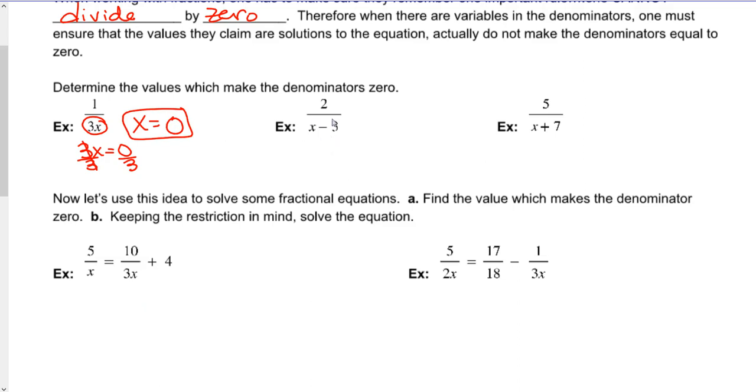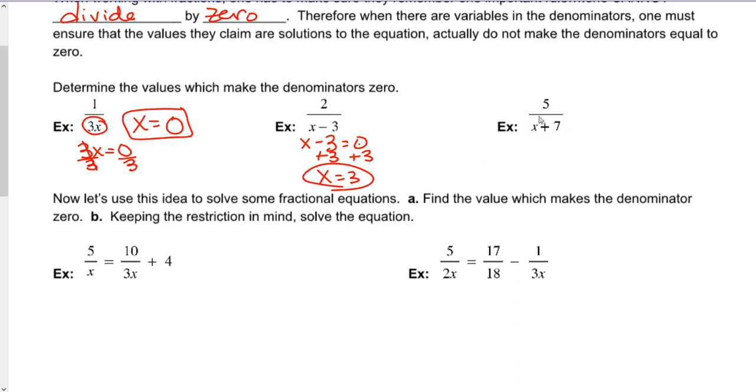If I look at this one, x minus 3, what makes that equal to 0? Well, you could ask yourself, what number minus 3 gives me 0? You might be able to pull it out of the top of your head, which is fine. You can also solve this equation by adding 3 to both sides to definitely know that x equaling 3 makes that denominator 0. So when solving these types of problems, we want to exclude those numbers from our solution.